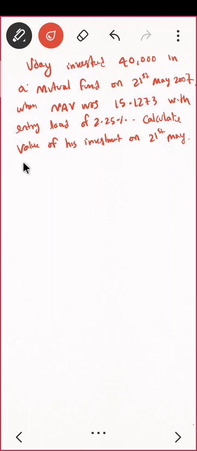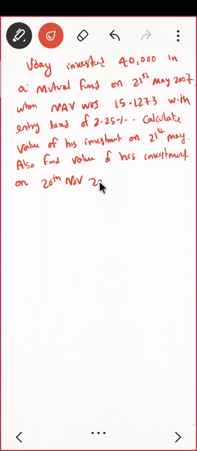Okay, also find the value of his investment on 20th November 2007 when NAV was 19.4372 rupees. Okay, I'll give you some time, try to do that. Read the question properly and see whether you can do this or not.